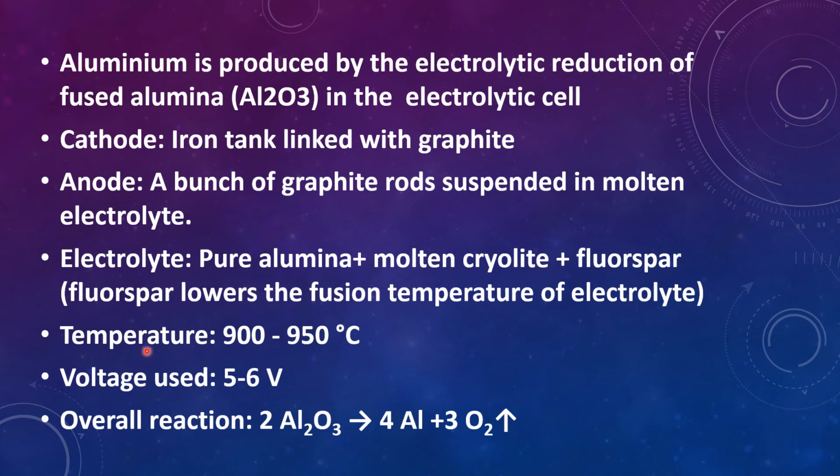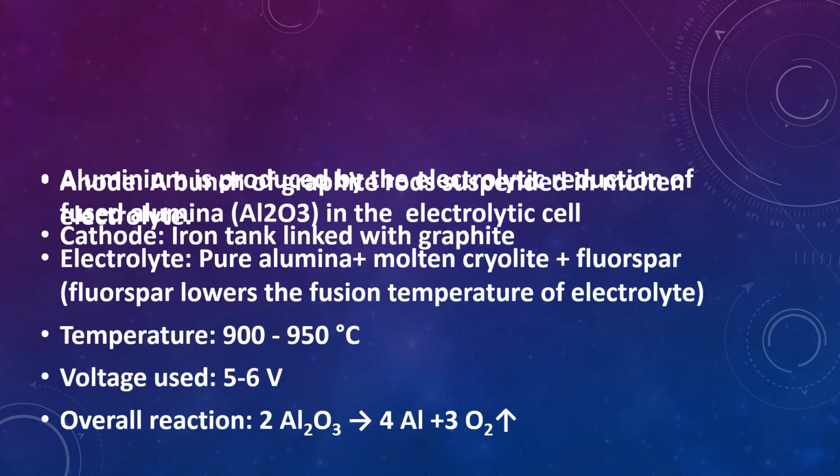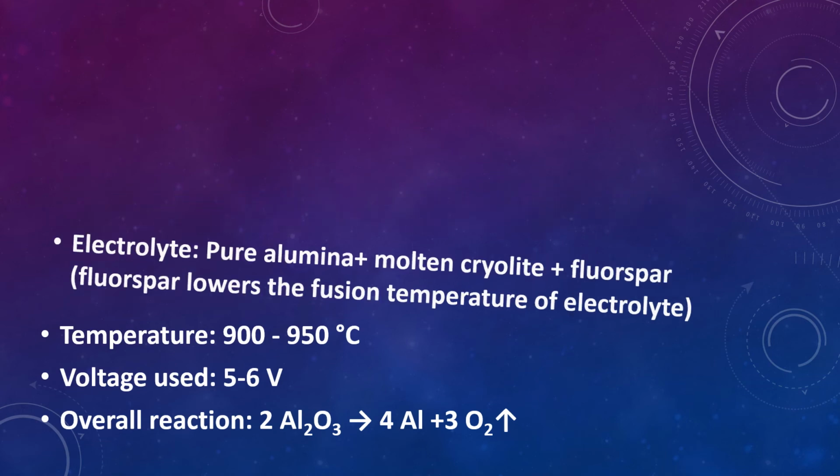The exact temperature to maintain in the system is 900 to 950 degrees centigrade. What voltage are we using? 5 to 6 volts, so the cost is very low. This is the overall reaction involved in the process: this is what we take, this is what we get. Oxygen gets evaporated. A very simple method for preparation of aluminium from bauxite to pure alumina.